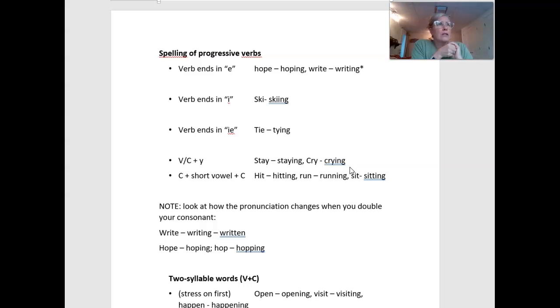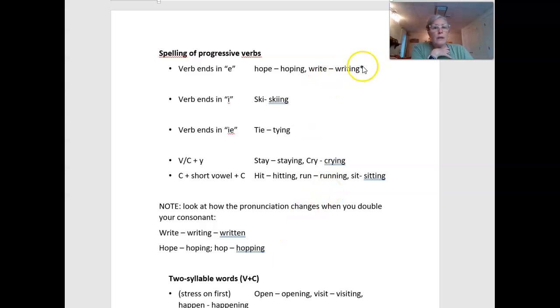And if you have a one-syllable verb that ends with a short vowel and a consonant, and I can't think of any that would end with a long vowel anyway, you double your consonant. So hit, hitting, H-I-T-T-I-N-G. It ends with a consonant, vowel, consonant, so I double my consonant. Sit, sitting, run, running, etc.